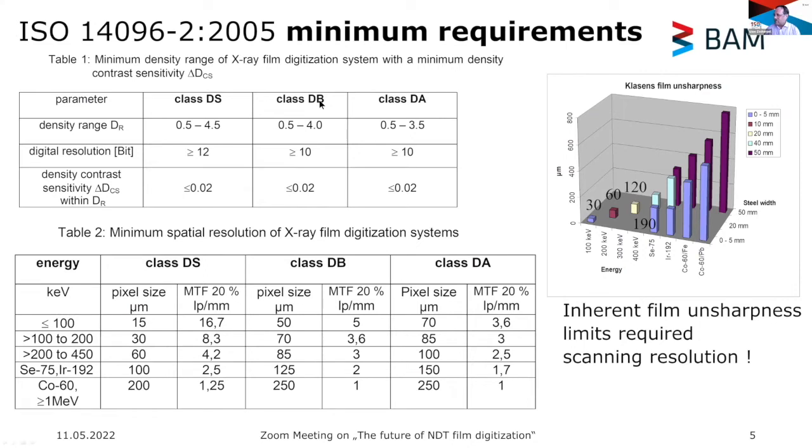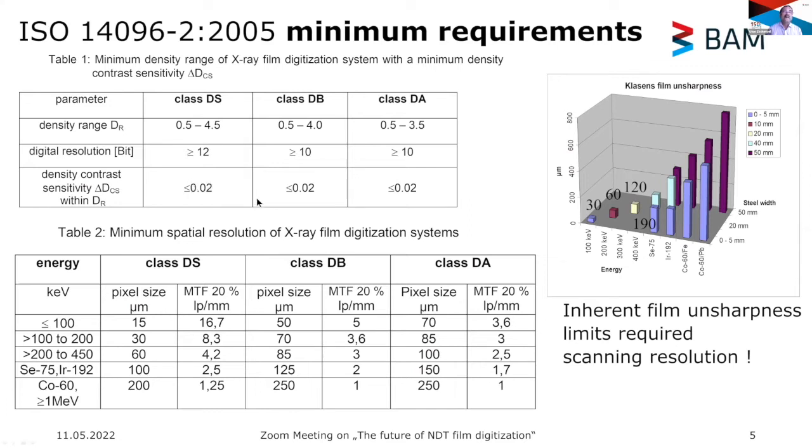Typically, in non-destructive testing, we have a testing class A, which is basic testing, and we have a testing class B, which is an enhanced testing class for enhanced detectivity. But for film digitization, we added 25 years ago a class DS, which stands for digital storage, because this means that you read out all the information the film can store. One piece of information is the density, the resolution of the density. And we have here a limit for the density resolution of the digitization equipment, which is 0.02.